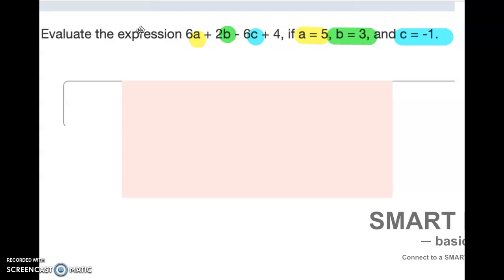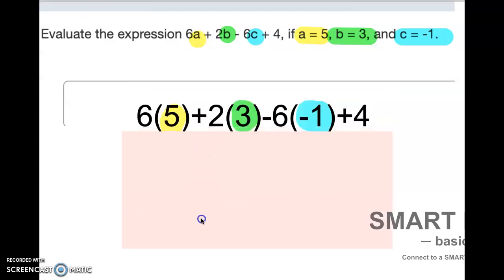So when we do this, we get that 6 times 5, because a is equal to 5, plus 2 times 3, because b is equal to 3, minus 6 times -1, because c is equal to -1, plus 4. Because we can't forget about that plus 4 on the end, we need to bring it down.